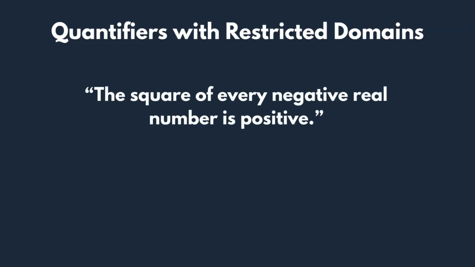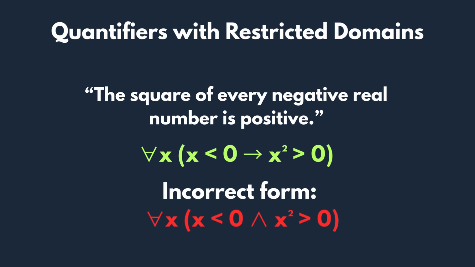For example, the square of every negative real number is positive. This is the logical form. Notice that we use implication, not conjunction. This is a common mistake. That would claim every real number is negative and positive after squaring, which is incorrect. So the rule is: universal statements in English usually translate using implication.